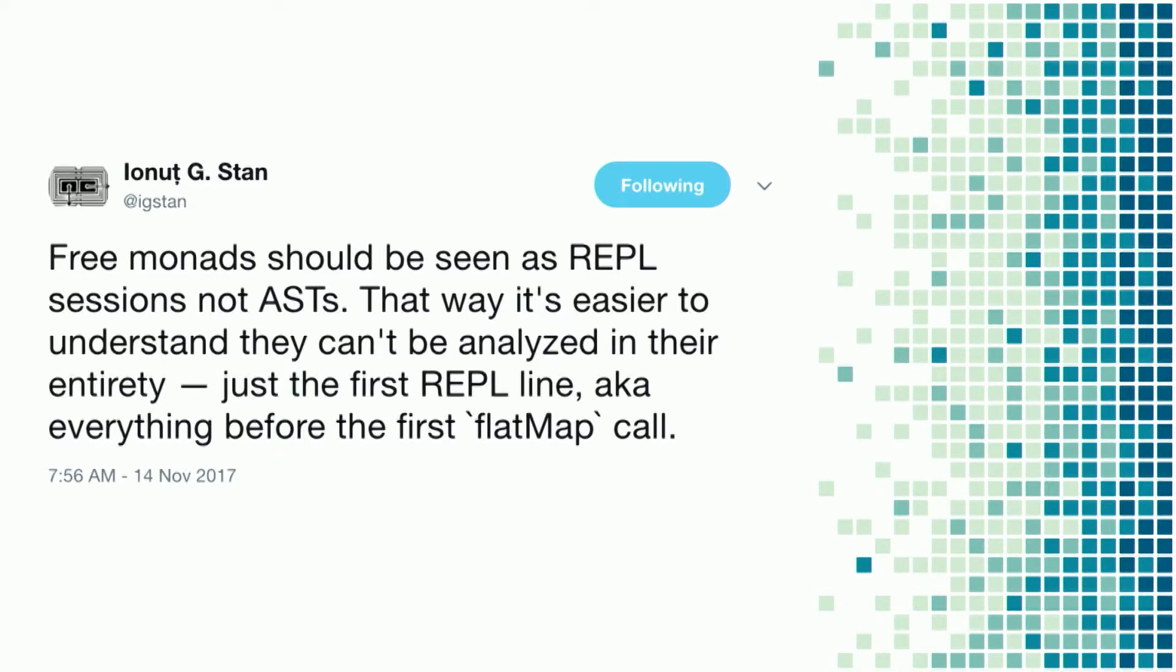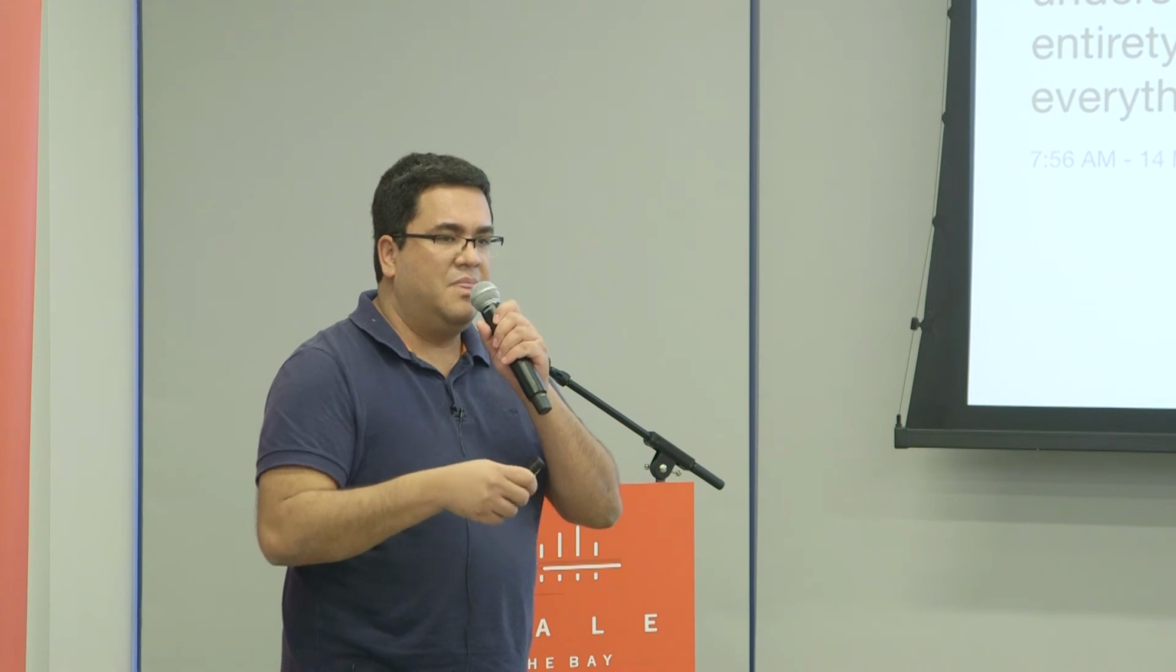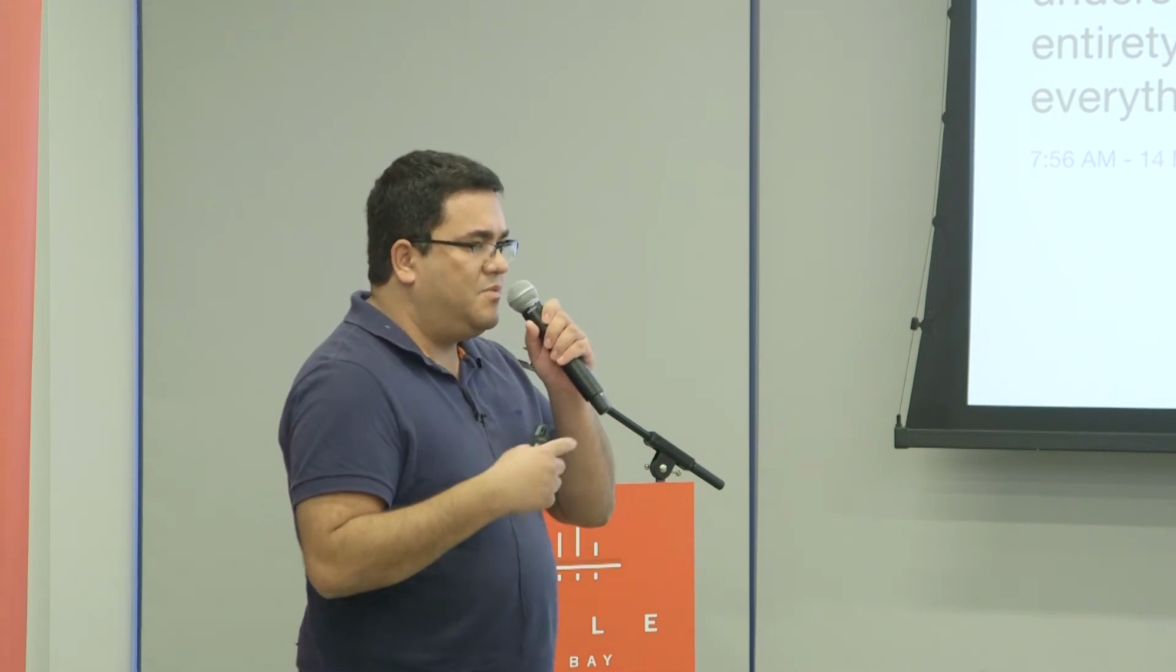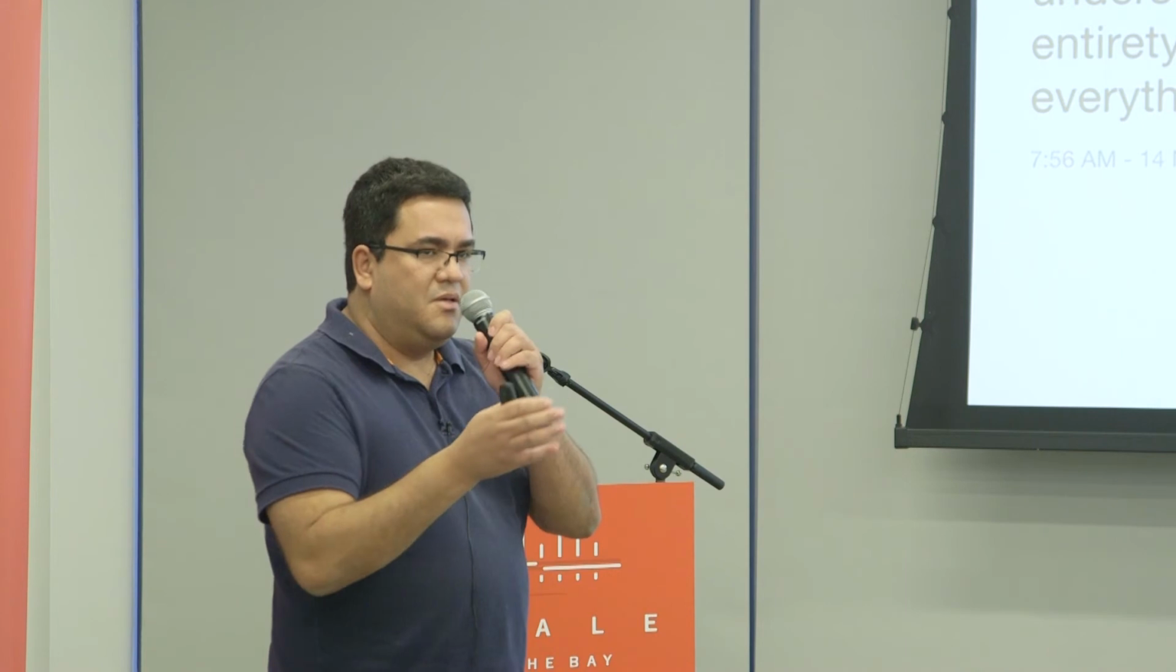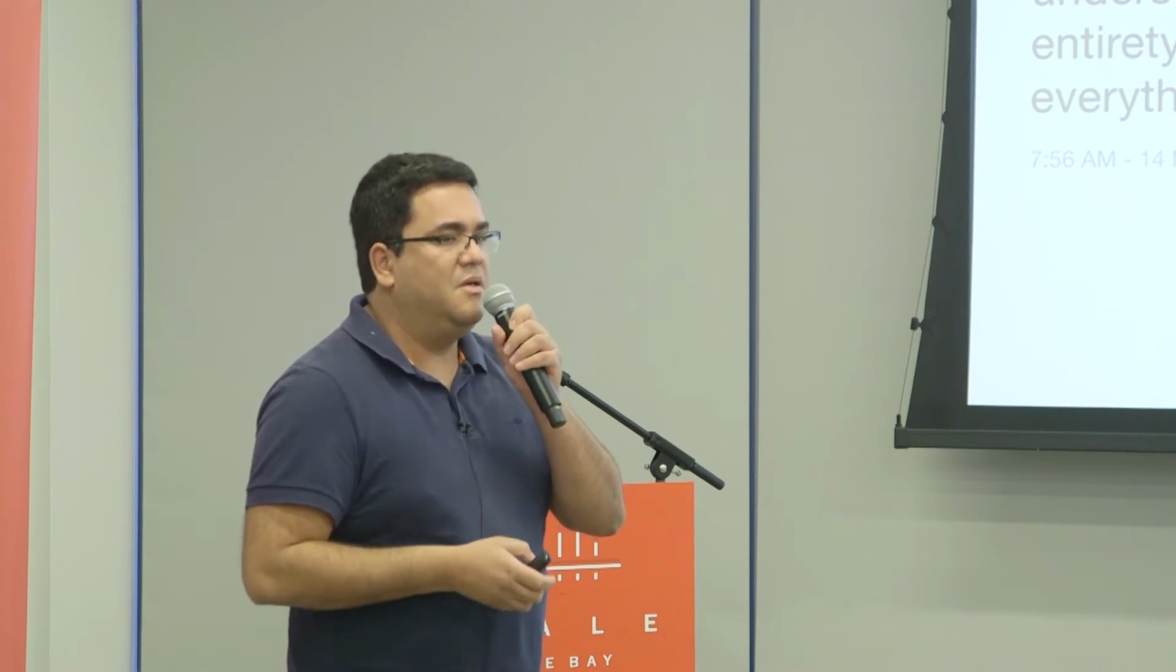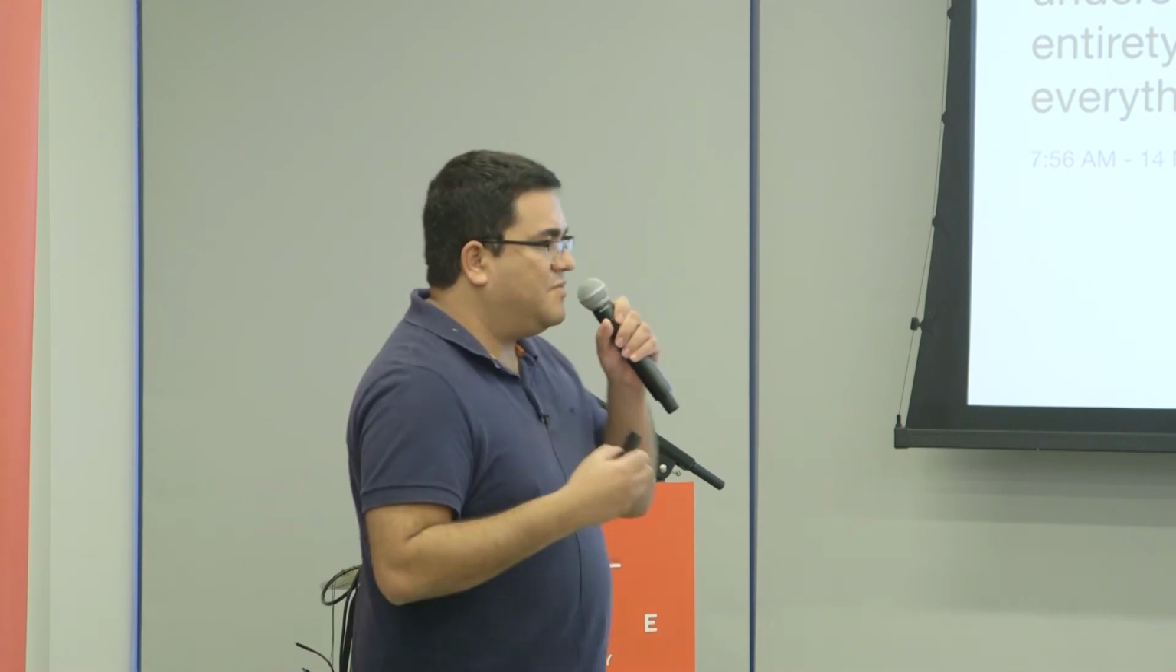There is this tweet I saw when I was preparing this talk. The person says, free monads should be seen as REPL sessions, not ASTs. That way it's easier to understand that they can't be analyzed in their entirety, just the first REPL line, that means everything before the first flatMap call. So if you have a task or any free monad, you know everything that's happening until there is a flatMap call. The flatMap body is going to be executed only after the initial AST is executed. So this means that we have to allocate, etc.